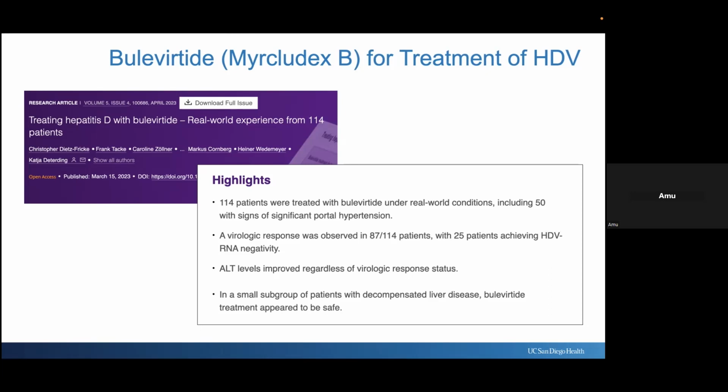And this study actually included a significant number of people with cirrhosis, over 50% of them, and a small subgroup that also had decompensated liver disease. However, they didn't report what happened after stopping bulevirtide, and all of these patients have been continued on it.